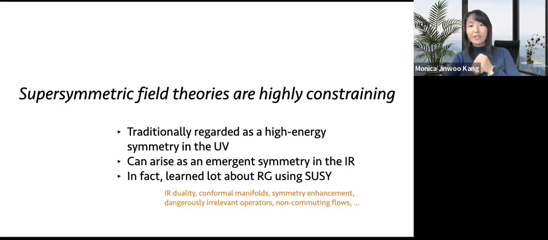In fact, we learned a lot about the renormalization group flow using supersymmetry, and in many ways, we learned a lot about IR duality, conformal manifolds, symmetry enhancement, dangerously relevant operators, non-commuting flows, and many others. In fact, we will discuss a lot of those today through this enhancement from N equals 1 to N equals 4 supersymmetry that we can get through this RG flow.